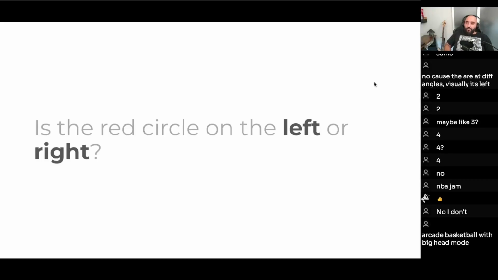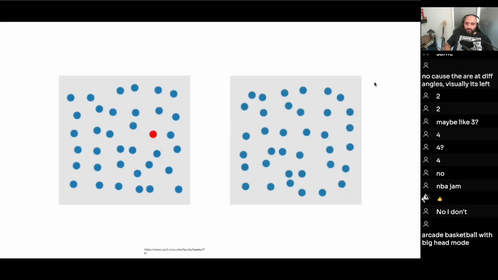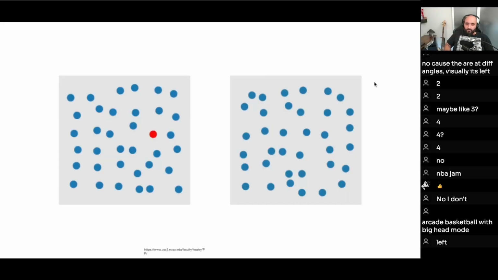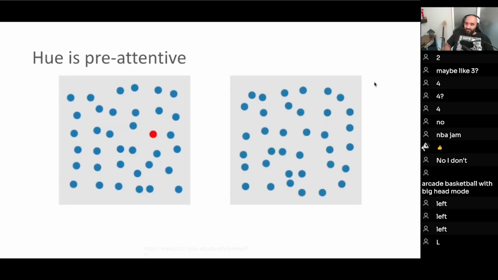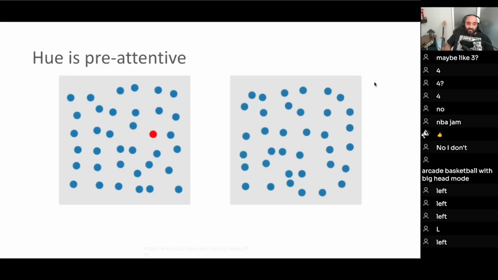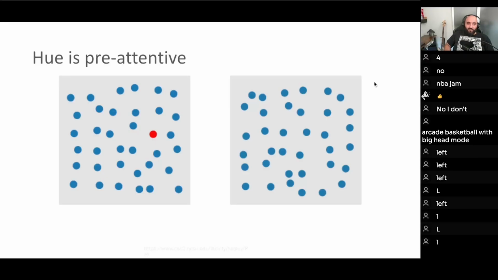I'm going to ask you, is there a red circle on the left or right? Just tell me as quickly as you can. Boom. Quickly. Nice. Left. All right. Again. But yeah, color, hue, is pre-attentive. We can quickly find it.